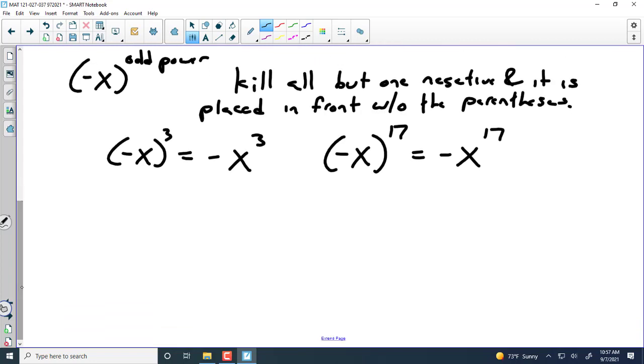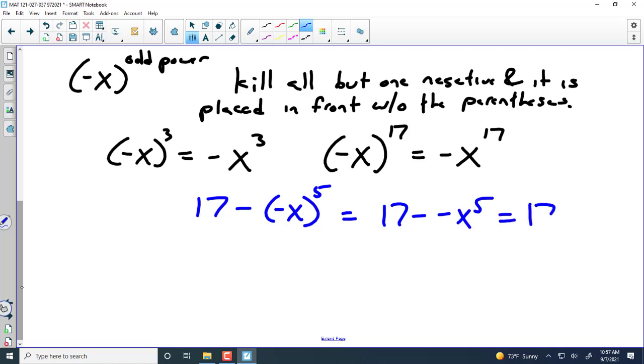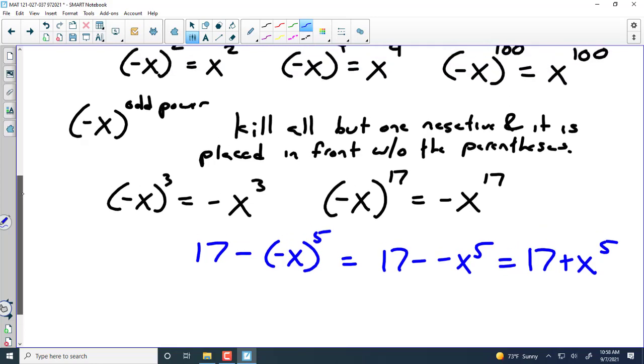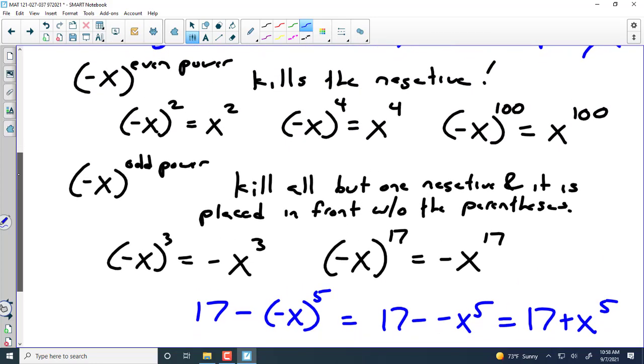And if it's part of an equation, for instance, if you have something like 17 minus negative x to the fifth, that would simplify to 17 minus negative x to the fifth, or 17 plus x to the fifth, like that. So, what do you do to see if a function's even, odd, or neither? You plug a negative x in for everywhere you see an x, and you simplify. And these are the secrets to simplifying. This is how you simplify with an even power, and this is how you simplify with an odd power.